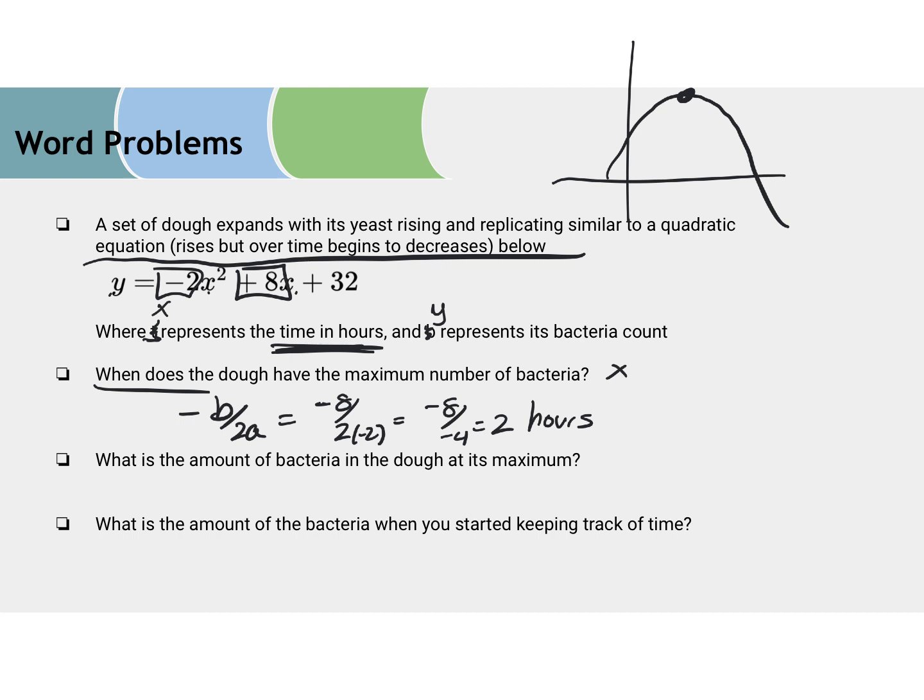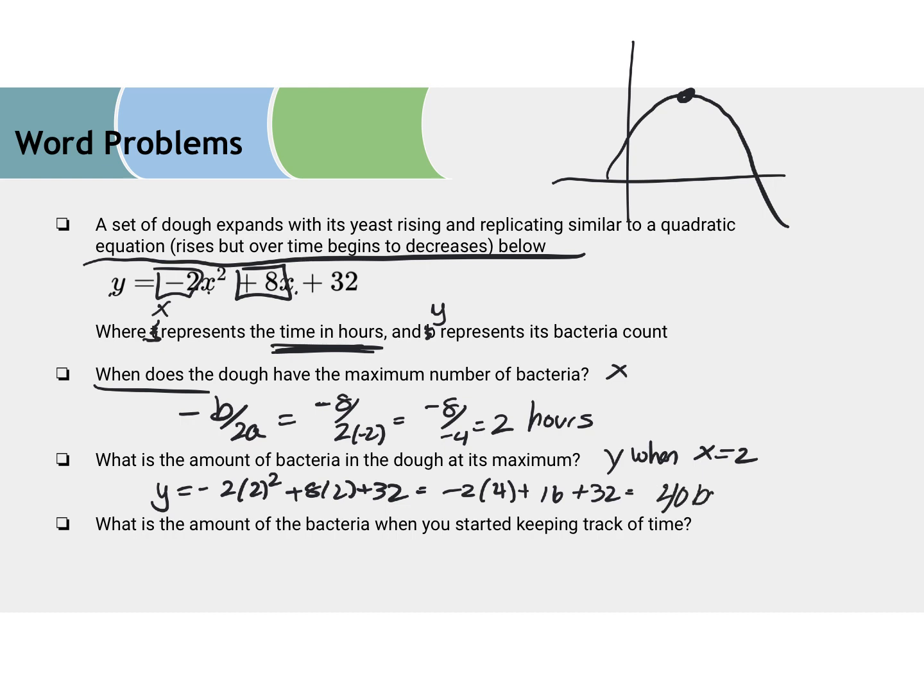What amount of bacteria? Well, that would be the y value when we're at its maximum. So when x is 2, we can just plug in y equals negative 2 times 2 squared plus 8 times 2 plus 32. So I get negative 2 times 4 plus 16 plus 32. And so the bacteria count at that point would be 40, let's say bacteria cells. I think that would be the best way to phrase this.